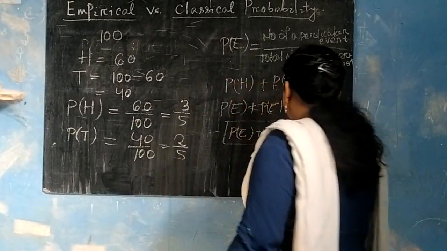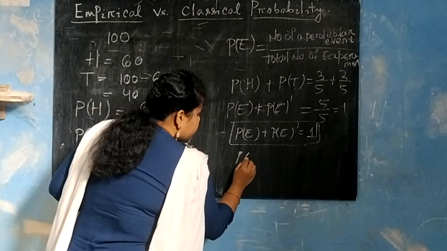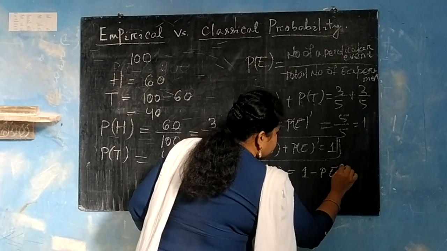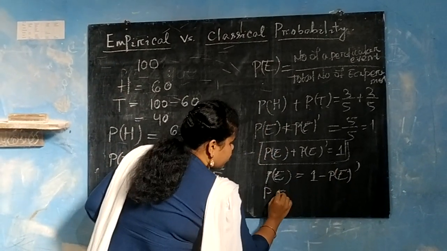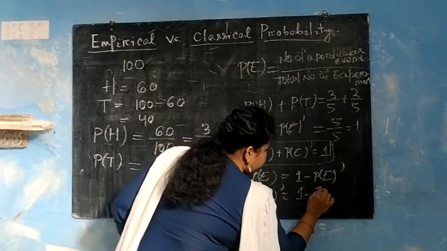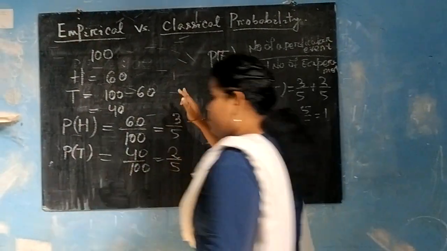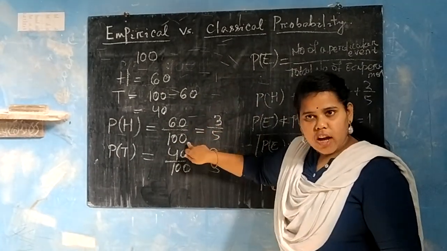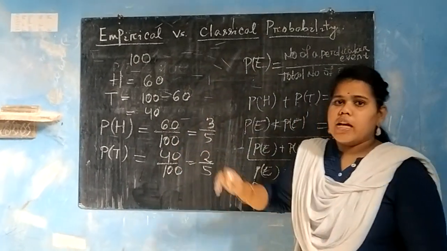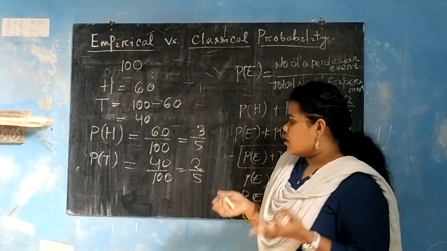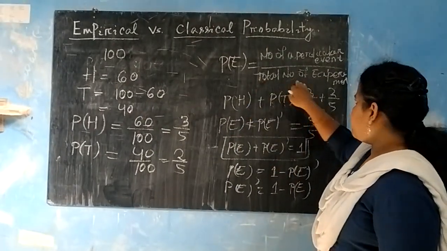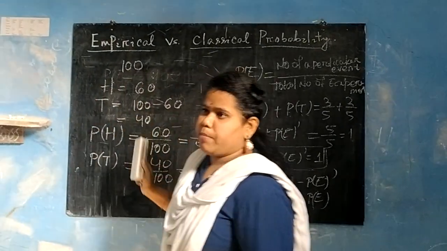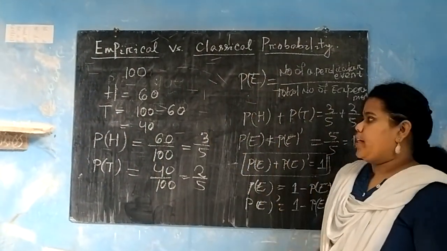So here we can calculate PE is equal to 1 minus PE dash, and PE dash is equal to 1 minus PE. So this type of probability is known as experimental probability. Here the number of experiments is 100, so I write 60 by 100. But if the number of experiments is 200, 150 or 50, then the total number of experiments can change. Okay, this type of probability is known as experimental probability, otherwise known as empirical probability.